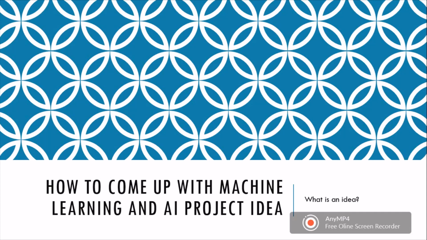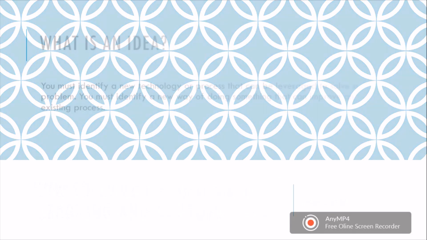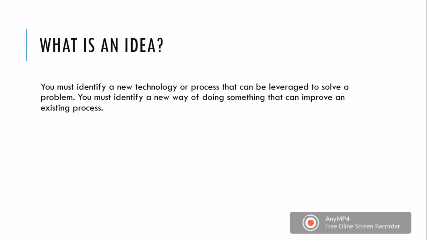So first let's start by defining an idea. So what is an idea? So an idea is the gap or your problem. The problem you want to solve, that is the idea. So what are some of the characteristics the problem you want to solve must have? The first thing you have to do is to identify a technology or a process that can be leveraged to solve a problem. So that is the idea. And then you identify a new way of doing something that can improve an existing process. So that is, if there is already existing work, how do you improve it? So that's one of the ways of determining the project idea for yourself.